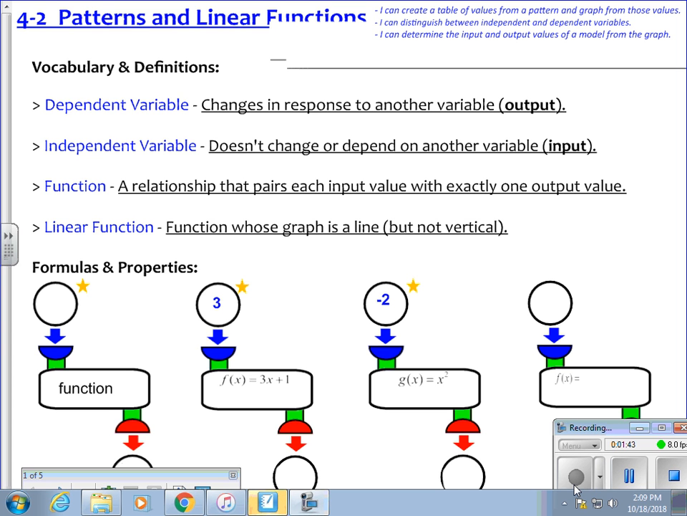A linear function is a function whose graph is a line, but not vertical. Vertical lines technically are not functions. Horizontal lines are. Any other angled straight lines are linear functions. A vertical line is linear, but it's not a function.